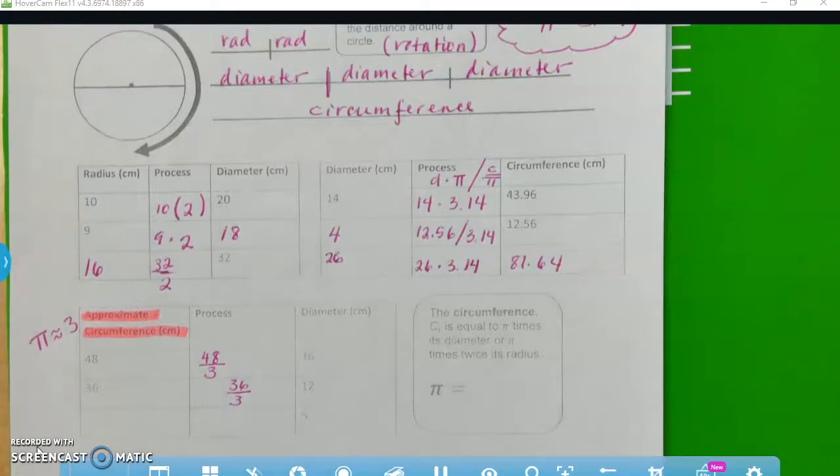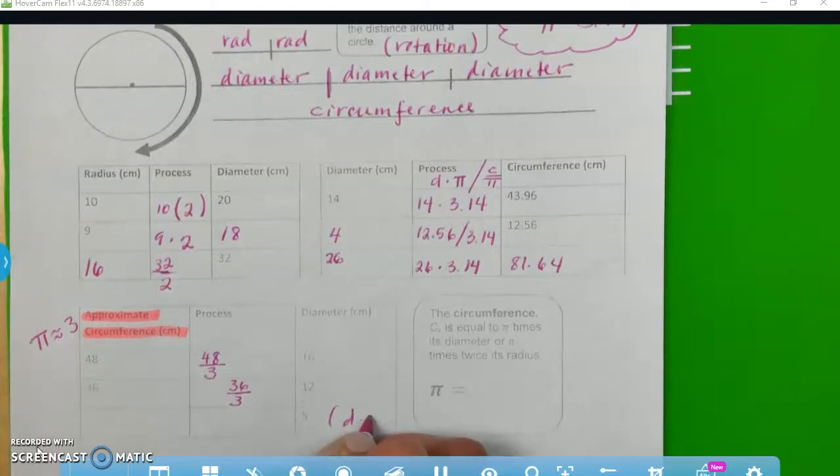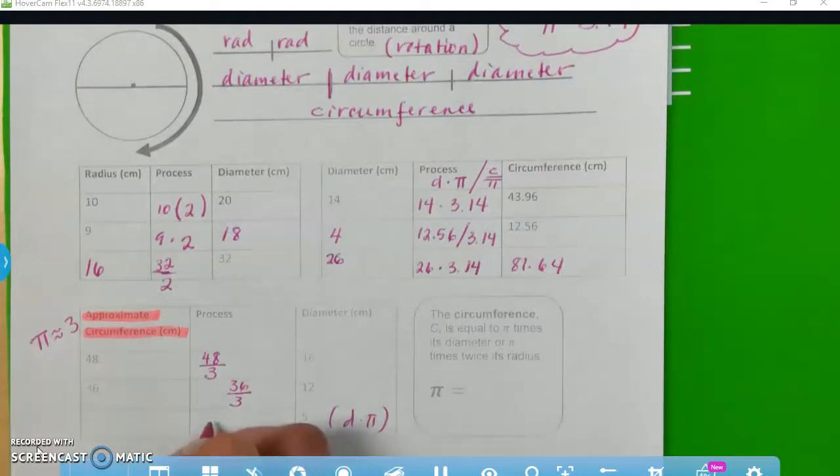Division by 3. Okay. In our last scenario, you are given the diameter and asked to approximate the value of circumference. So this is going to be a reverse process. This is your diameter times pi. So it's 5 times 3 since we are approximating, and that will give us 15 centimeters circumference.